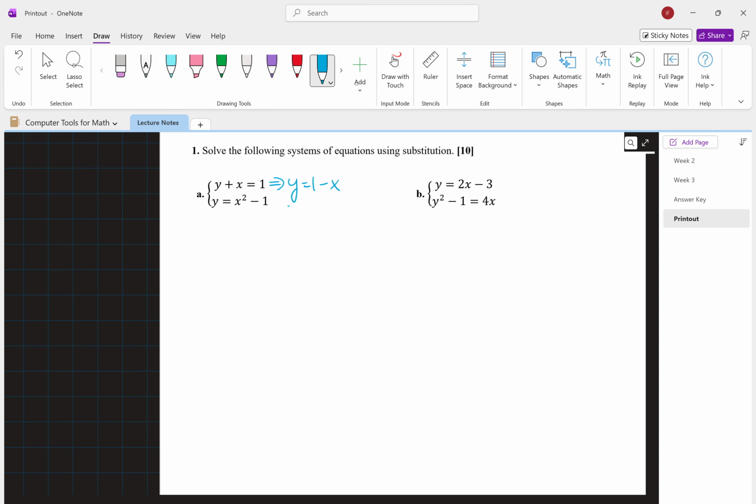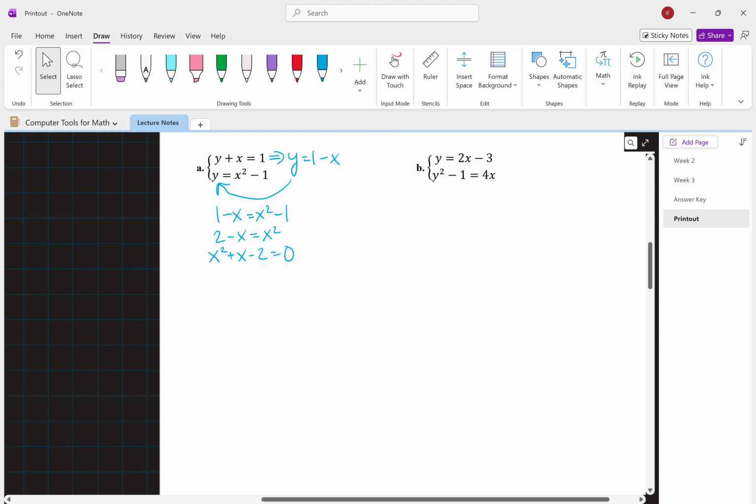We're then going to plug this value of y into our second equation, y is equal to x squared minus 1, to get 1 minus x is equal to x squared minus 1. We can do some rearranging here, like add 1 to both sides to get 2 minus x is equal to x squared. And then we can get all of our x variables onto one side of the equation so that we can have 0 on the other side. So that's going to get us to x squared plus x minus 2 is equal to 0.